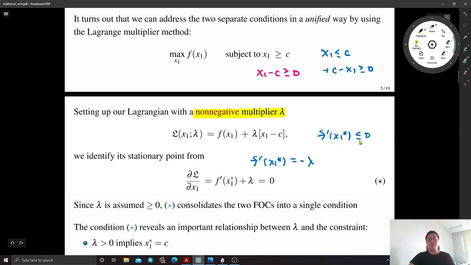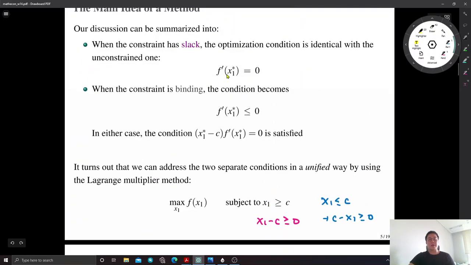Right? But this is very simple. It's not surprising at all. But with this one condition, now we can express these two separate cases at the same time. Okay?